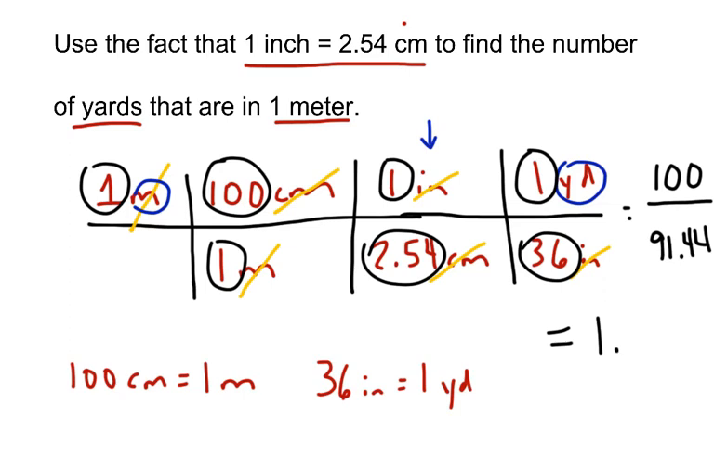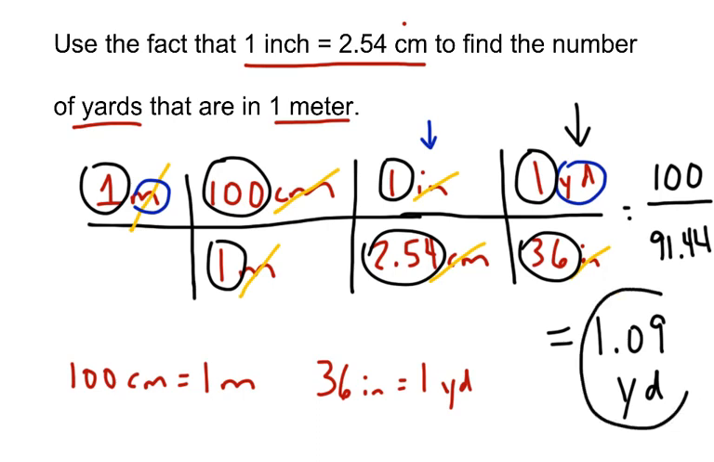and I get 1.09. So when the question says, how many yards are there in a meter? There are 1.09, and remember, my last units that I ended up with was yards. So how many yards are in a meter? 1.09 yards are in 1 meter. Let's look at another one.